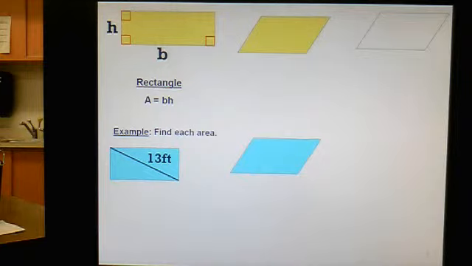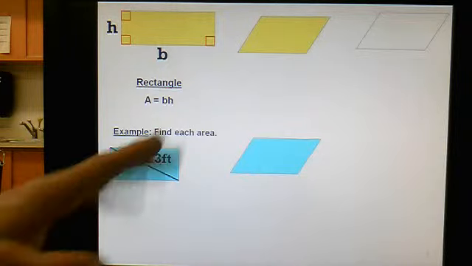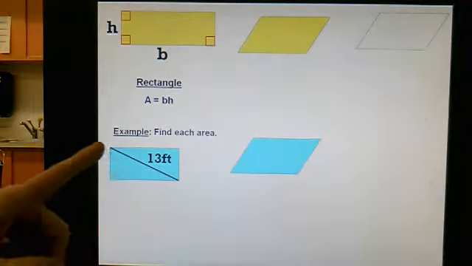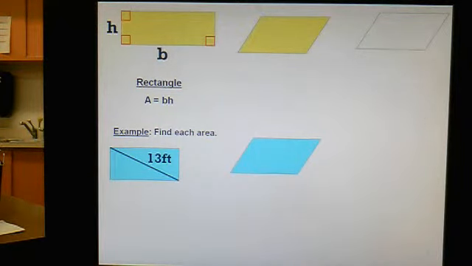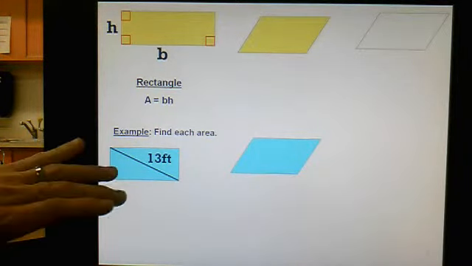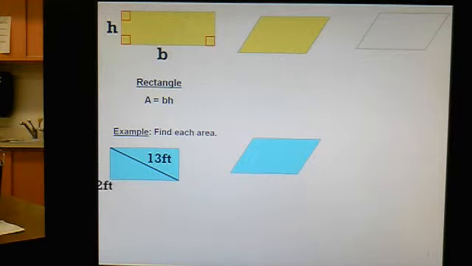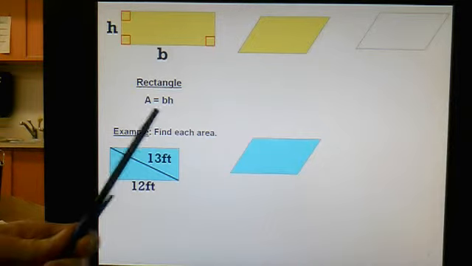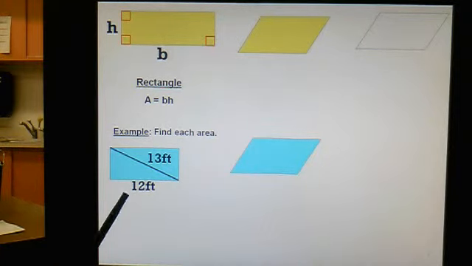So I'm going to go down to this example before I move on to the parallelogram and the triangle. I give you the diagonal is 13 feet. And this is a rectangle. You can make the assumptions with this being a rectangle and having right angles. The base is 12 feet. I'm not going to give you the height. That's where you get to work. You're trying to use this formula, base times height, but you only have one of the variables. How do you find that other one?